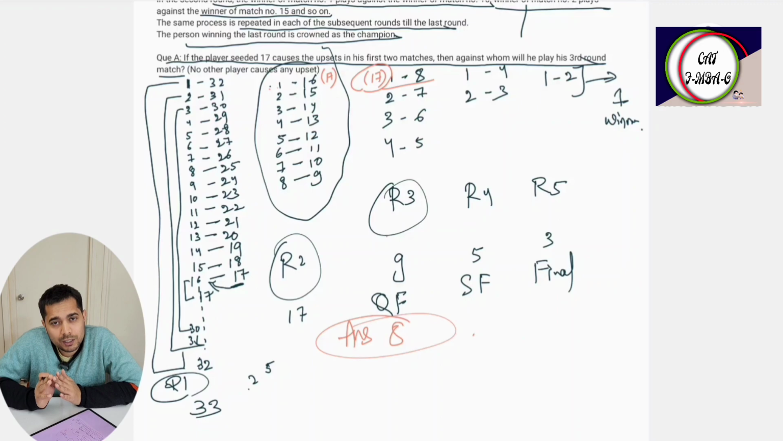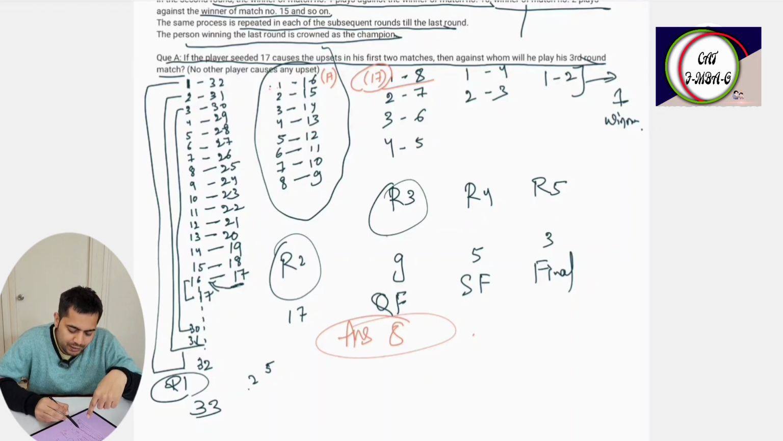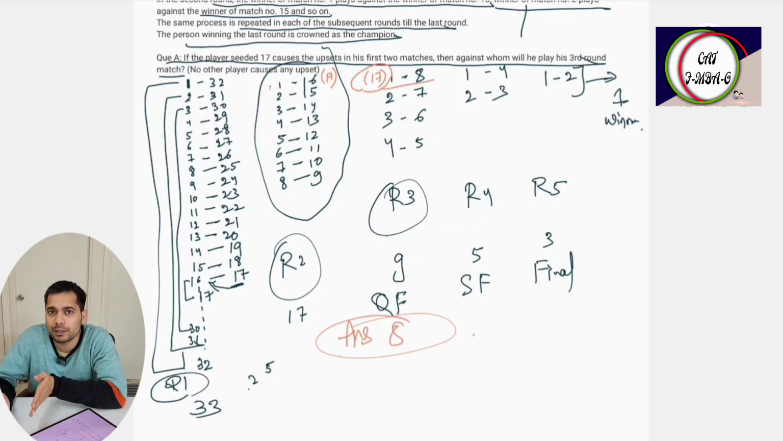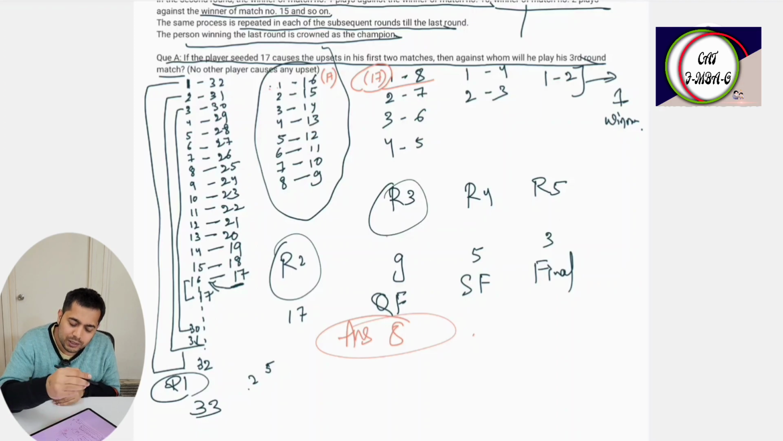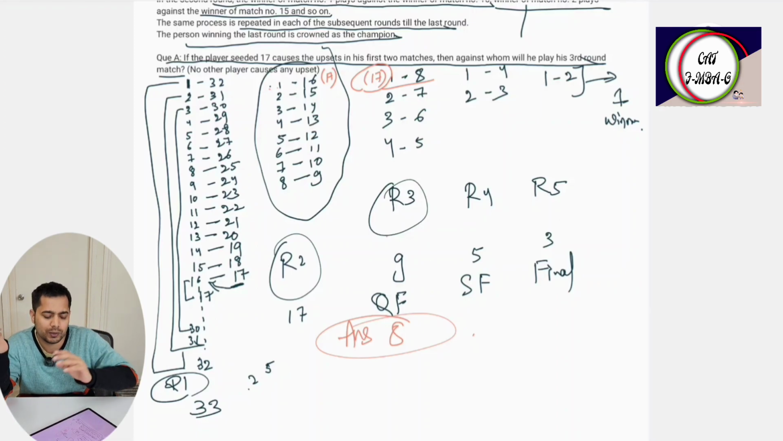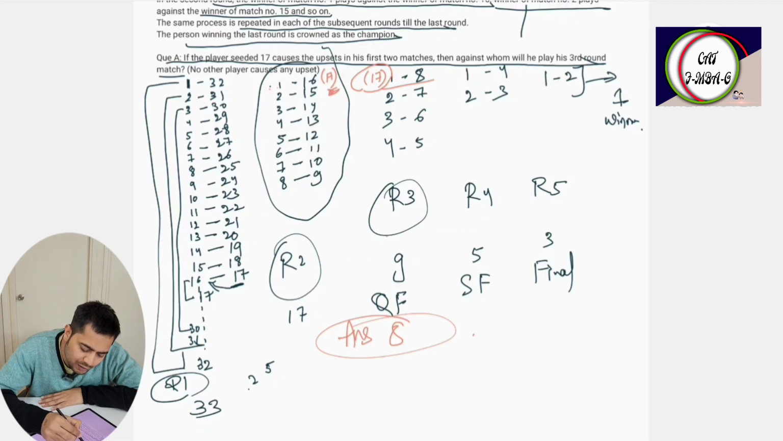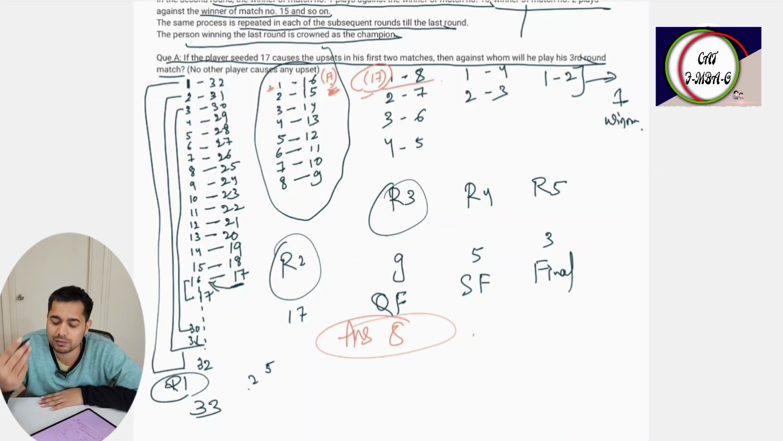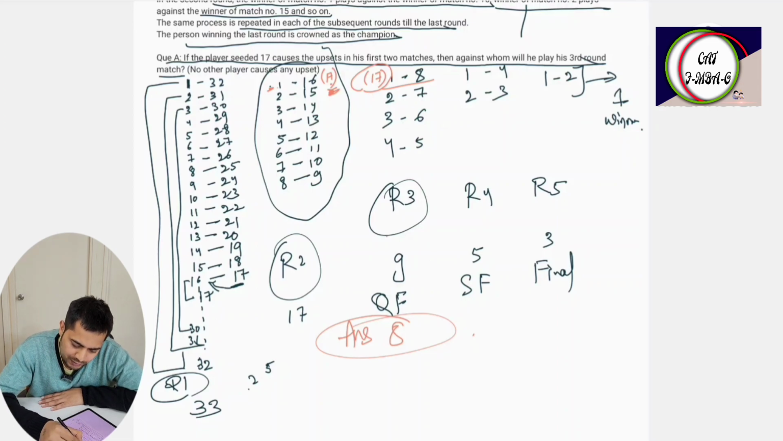Upset means when a lower seeded player beats the higher seeded player. So 17 causes upsets in the first 2 rounds. In the first round 17 defeats 16. So instead of 16, 17 moves ahead. That's why I drew this table. Once you draw this table, you can start replacing whatever is asked in the question and you can easily answer. In the second round also an upset is there. So 17 defeats 1. So instead of 1, 17 moves forward. In the third round 17 will play against 8. So definitely 8 is the right answer. So let me erase a few things first for the next question.